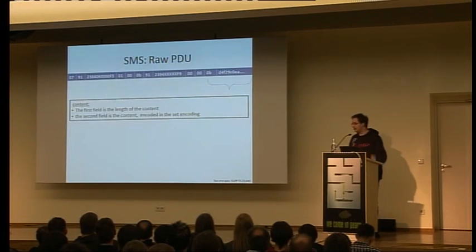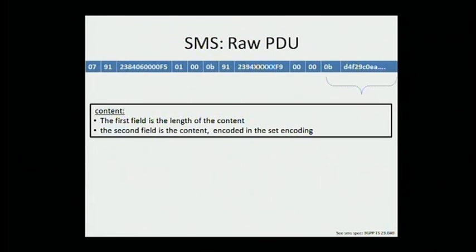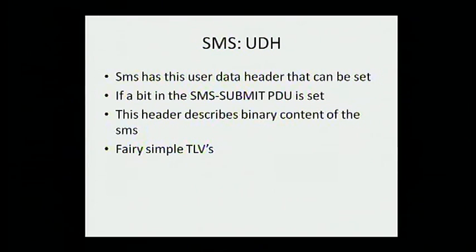So, and the rest is basically the content, appended with a length field, and then you basically just have your PDU content. So that's how you send it out, and that's how it looks. Now, I mentioned earlier there's this bit about the user data header.